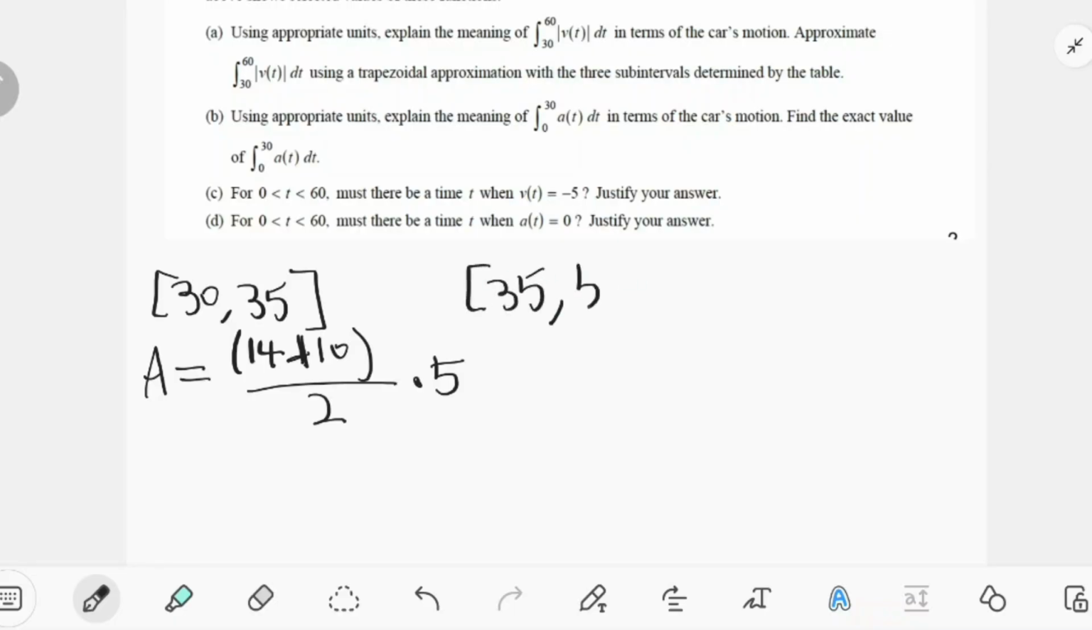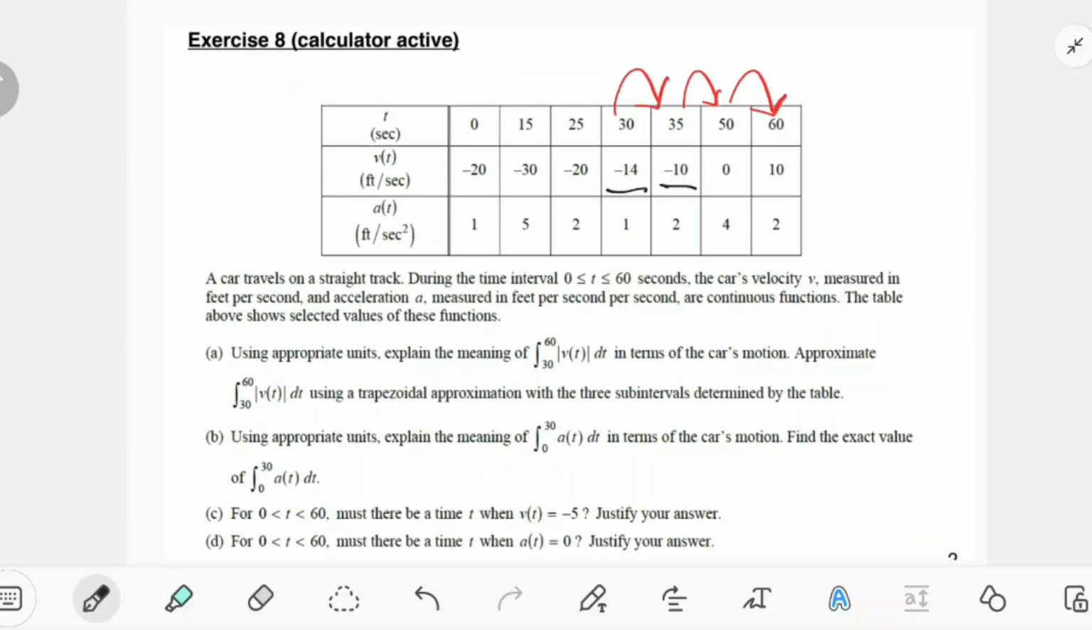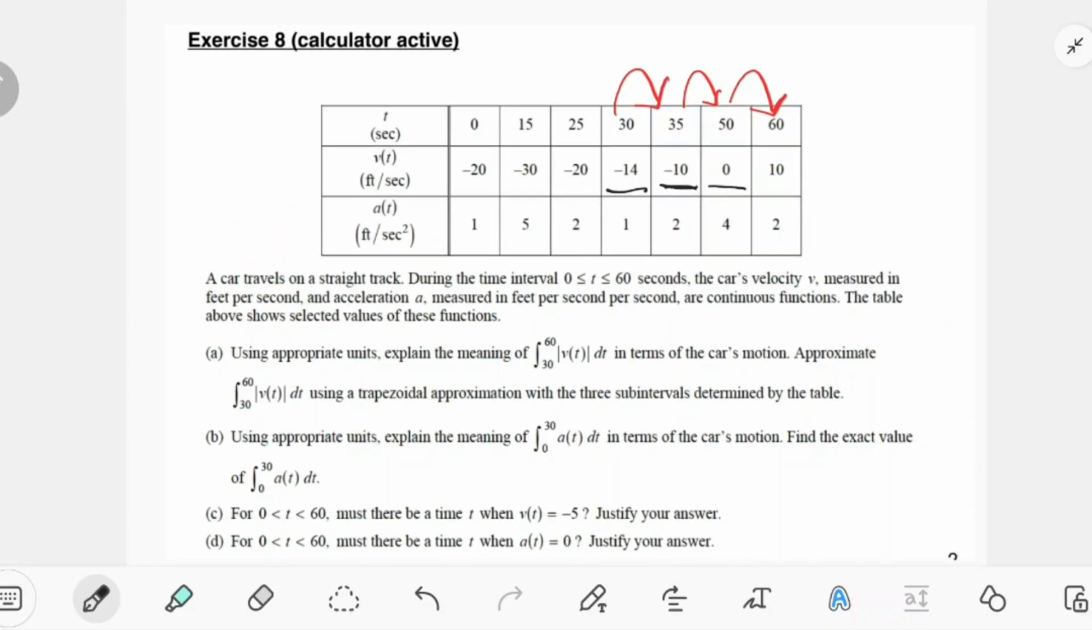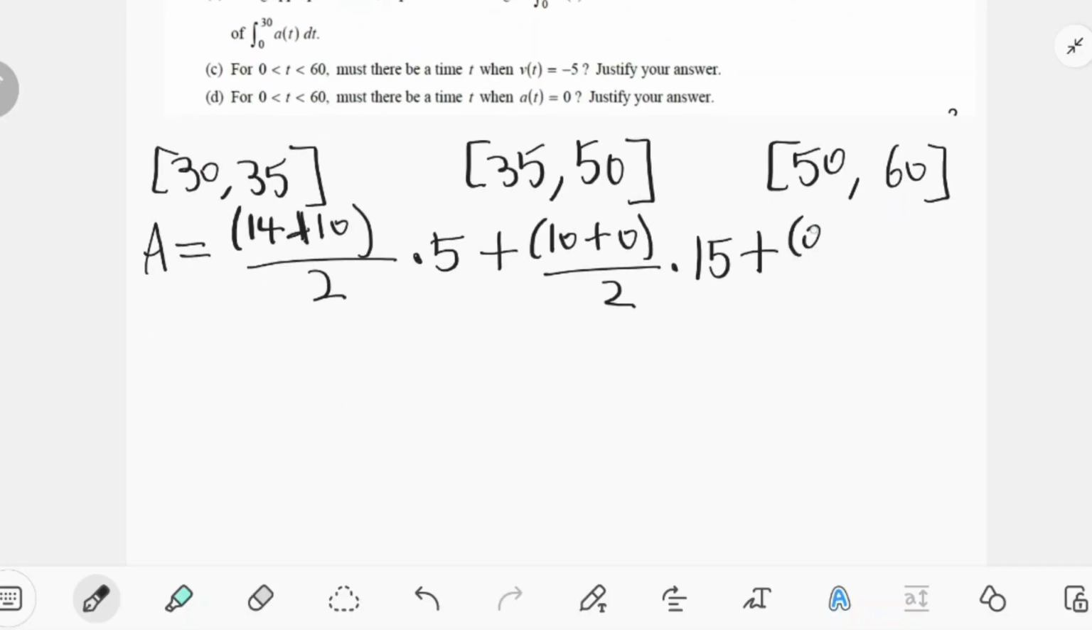The next subinterval is 35 to 50. The two bases of the trapezoid are 10 and 0. We multiply 15 because delta t is 15. In the next subinterval, 50 to 60, the two bases of the trapezoid are 0 and 10. We multiply 10 because delta t is 10. When we calculate this, the area comes out to be 185, which is the answer to Part A.